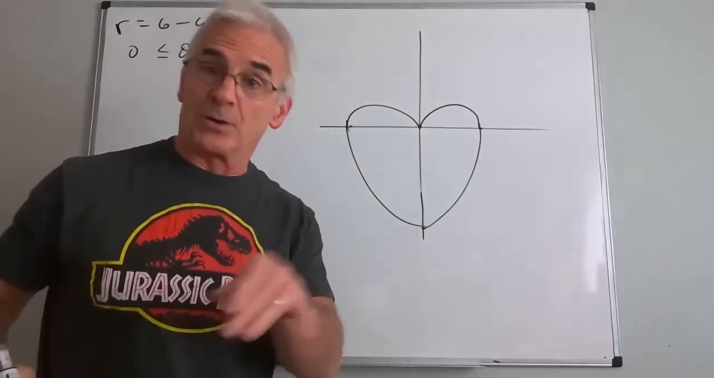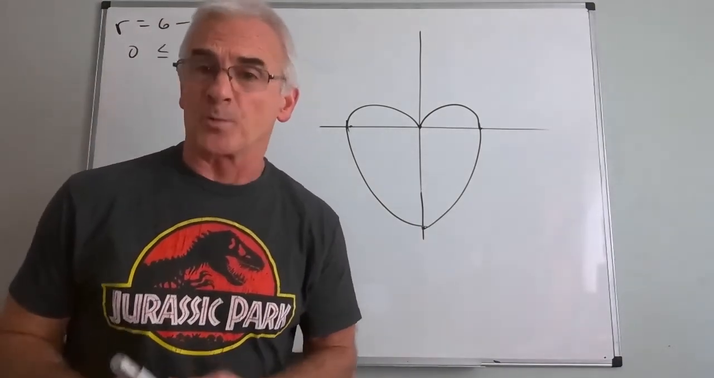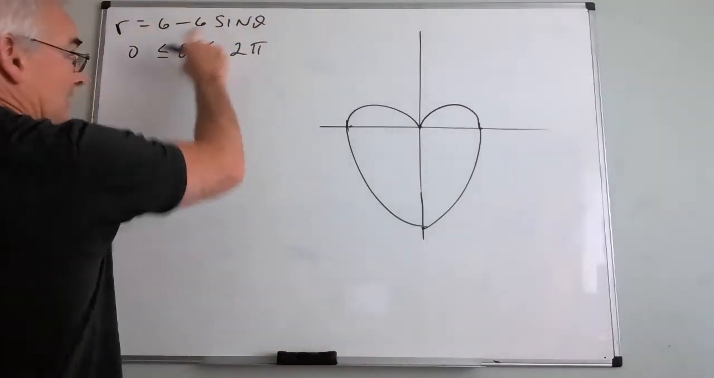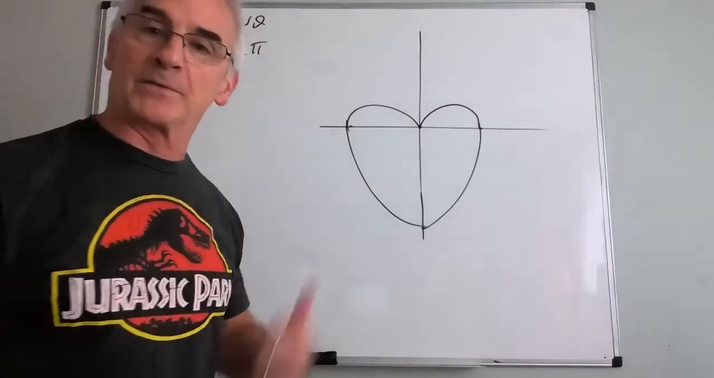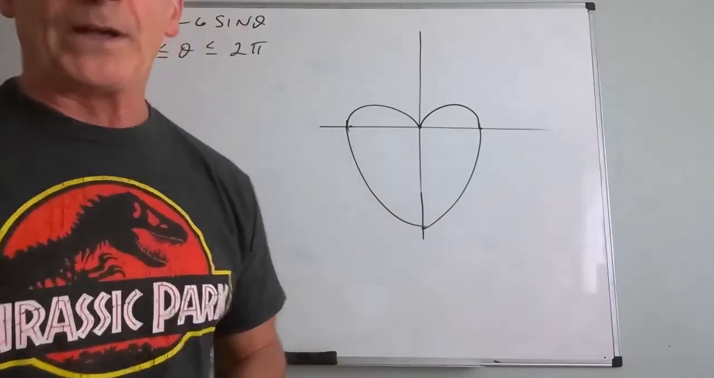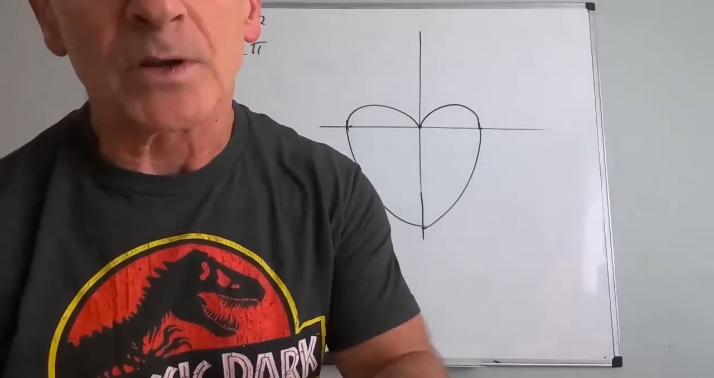How do I know? Well, I know it's a cardioid. I know it's opening vertically, but I didn't even use that. I just took the 0, the pi over 2, and the 3 pi over 2 and plotted the points. And then because I know it's a cardioid. Now the question asks, let's see, what is the question?